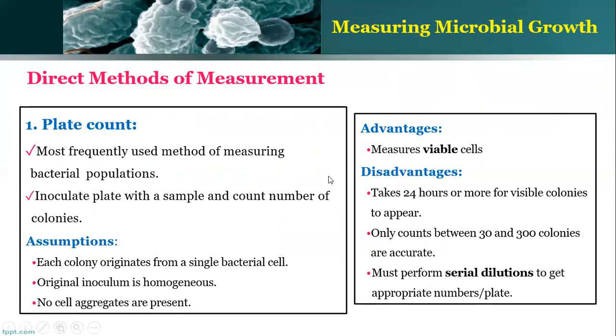The next topic is measuring microbial growth. How is microbial growth measured? Microbial growth is measured by direct methods and indirect methods. In direct methods, there are various methods like plate count. In the plate count, the bacterial population is counted or measured after inoculation and incubation.